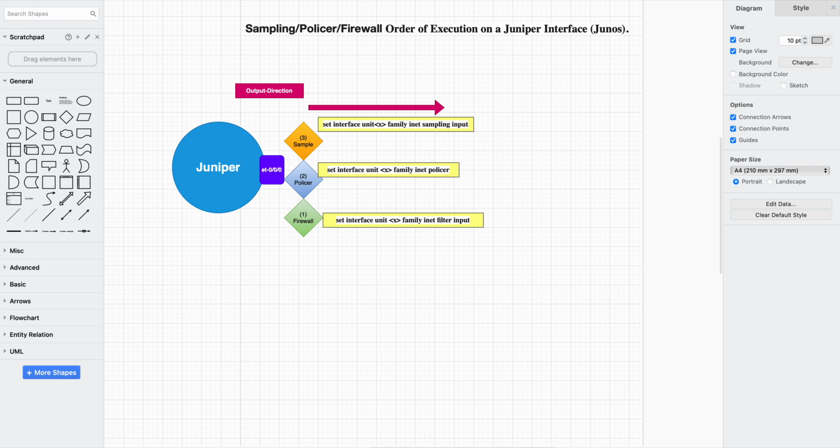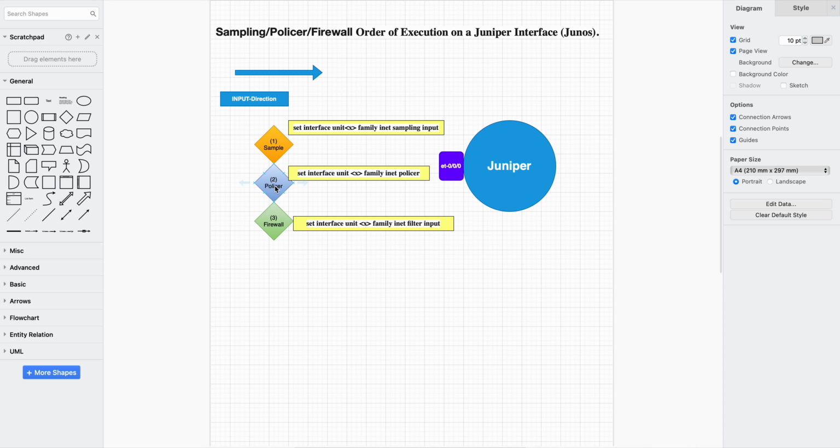Now if I look at the output direction, when the traffic is going out, the order is slightly reversed. On the output direction, the first thing that gets processed will be the firewall filter, and then the policer, and then the sampling. So you can almost see that it is more or less reverse, because on the input direction, the policer always stands in the middle.